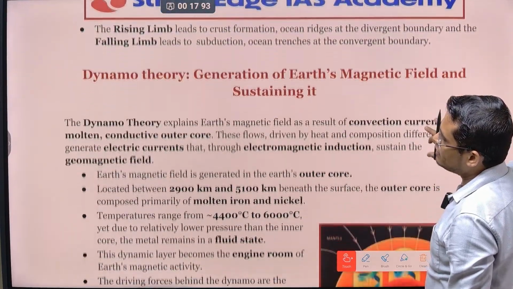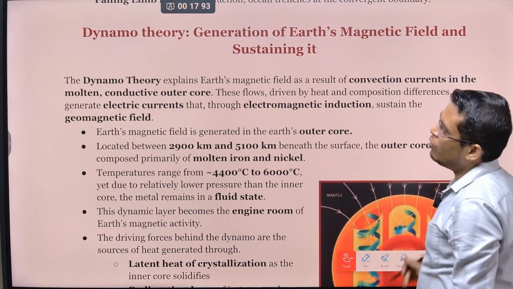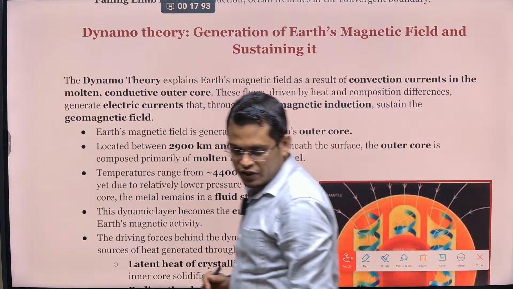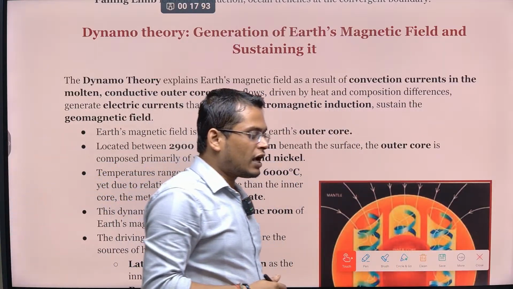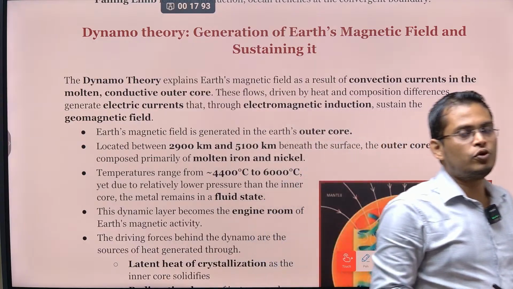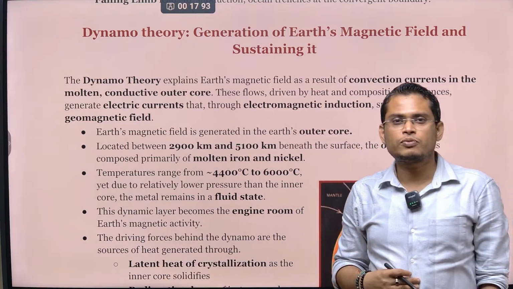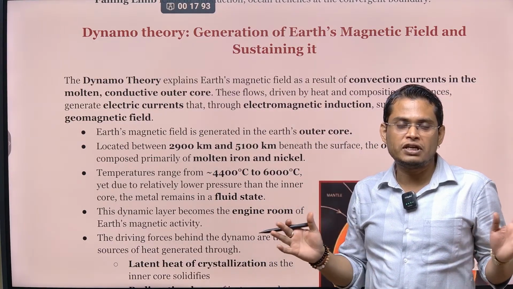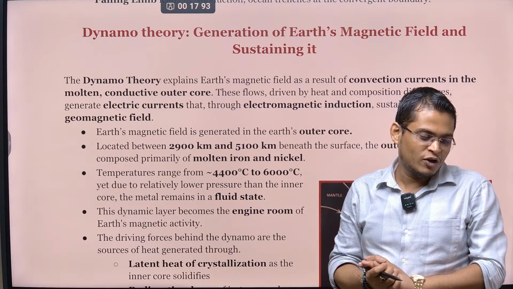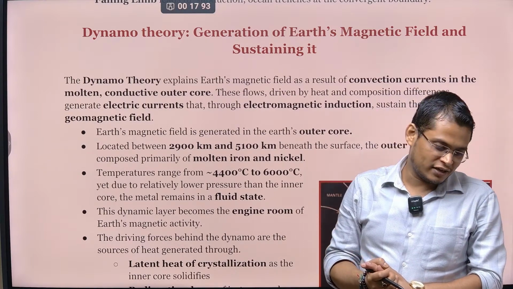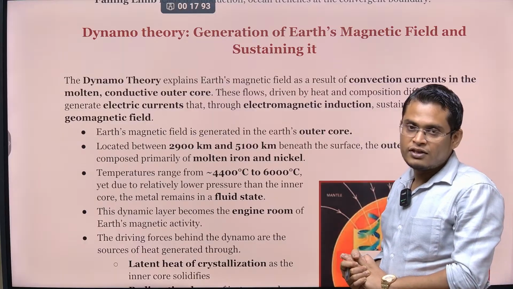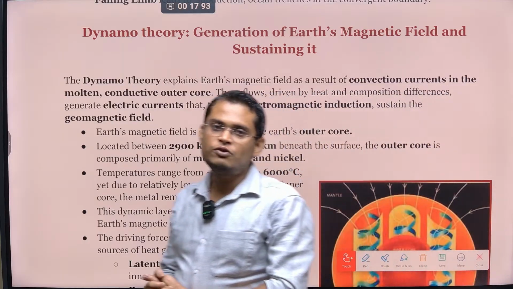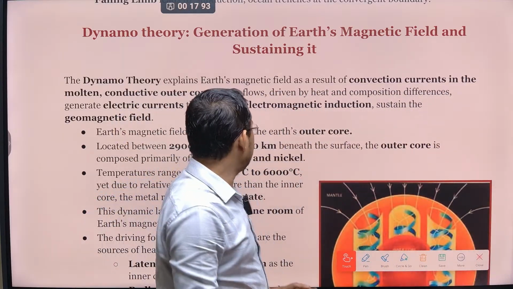The next theory we are going to see is the dynamo theory. Dynamo theory explains where our earth's magnetic field comes from. Our earth is like a perfect magnet. It supports a lot of things, such as magnetic orientation, and this magnetic field is very helpful for having life on the earth. Without this magnetic field, life on earth would not be possible.